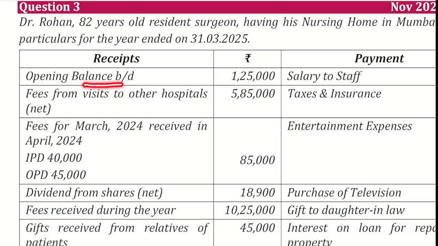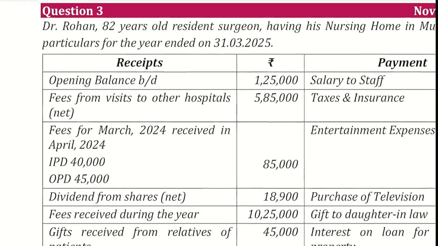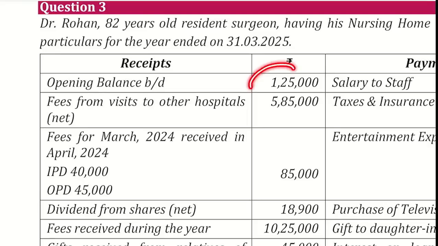First is opening balance 125. Tell me everyone, is it my PGBP or not? Yes or no? Opening balance. Should I consider it in PGBP or no? This is the opening cash balance of this year. Everybody tell me whether I should consider this in PGBP or no.